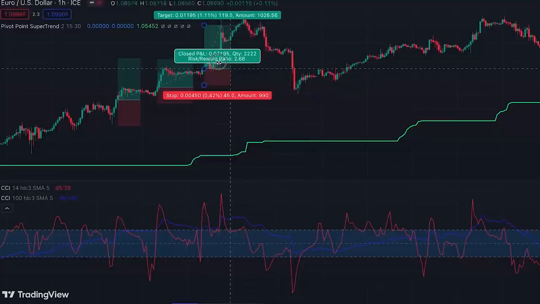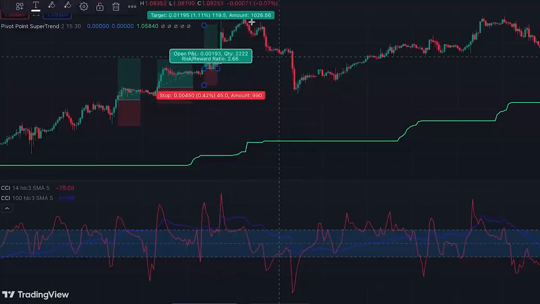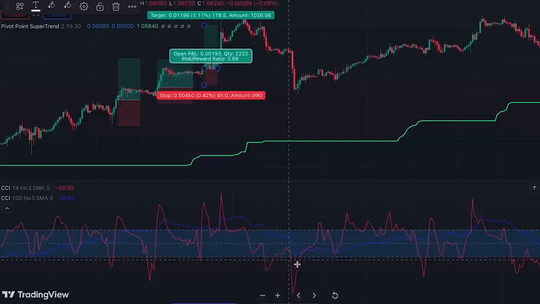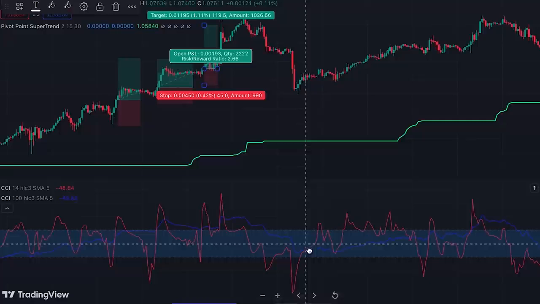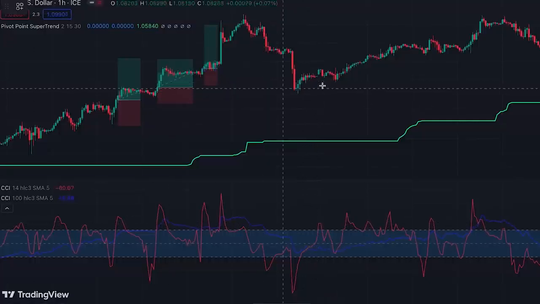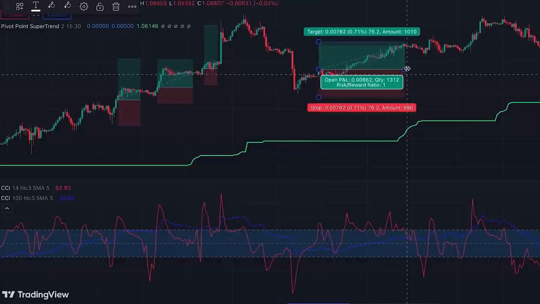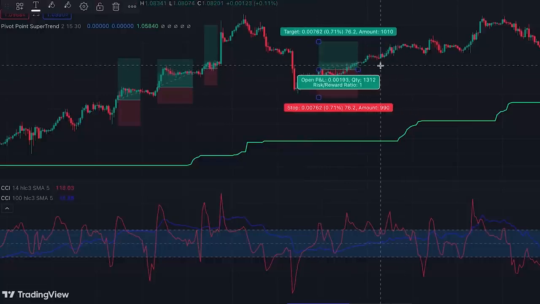Here in this deep pullback and declining of the price, our strategy didn't give any false bullish signal, and here after going below -100 and then crossing above blue CCI and going above +100, another long position is confirmed, so we can enter another trade here at this point. And as you can see, this trade is also a profitable trade.